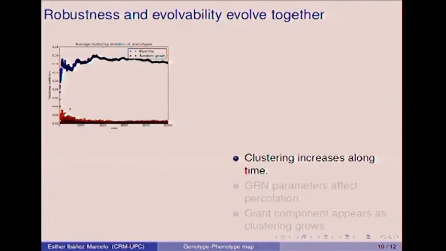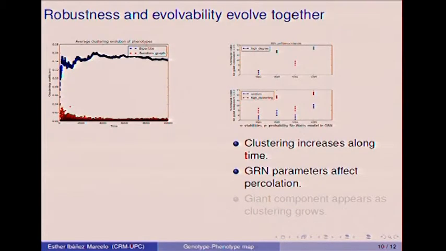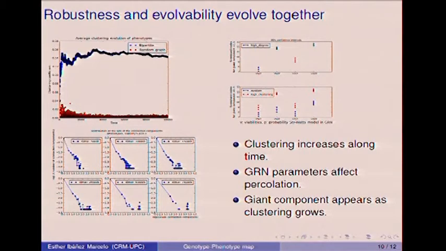Well, some results and some conclusions. We have seen that robustness and evolvability evolve together. As time passes, clustering grows. Also, we have seen that gene regulatory network parameters affect percolation. And we have also seen that a giant component appears as clustering grows.